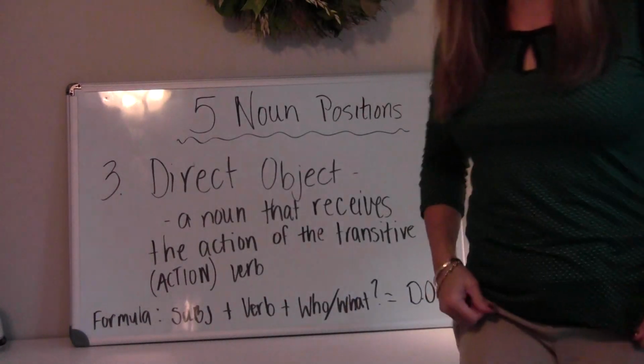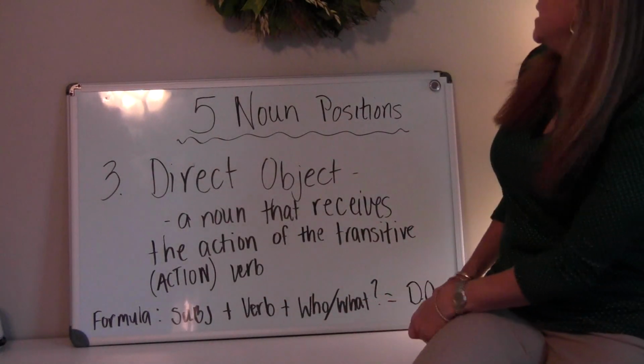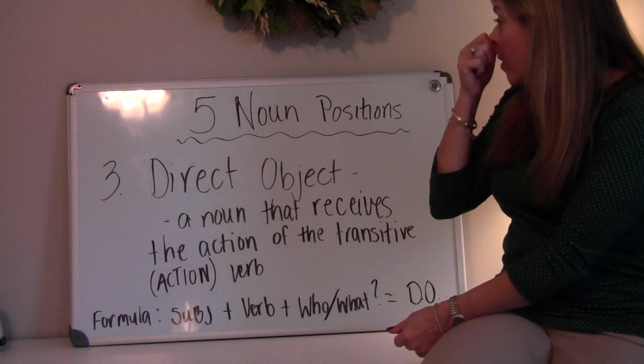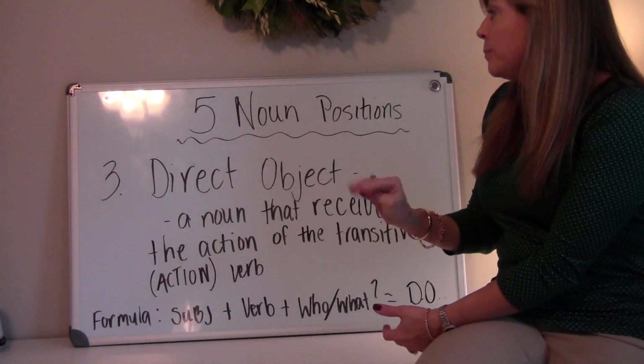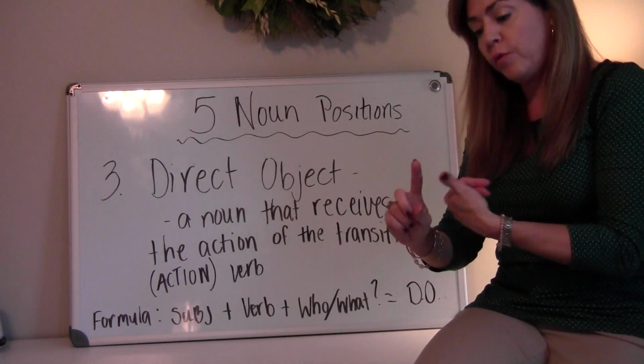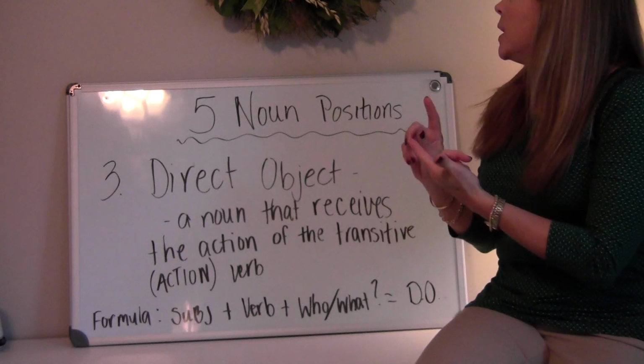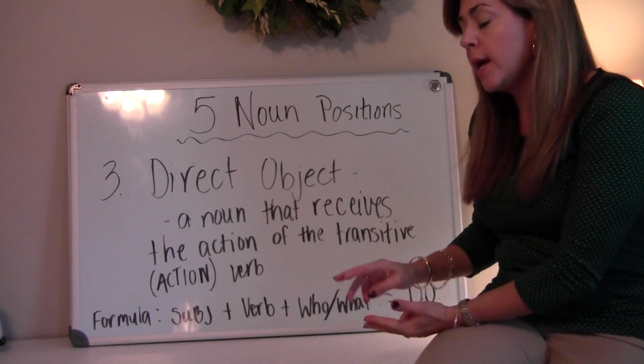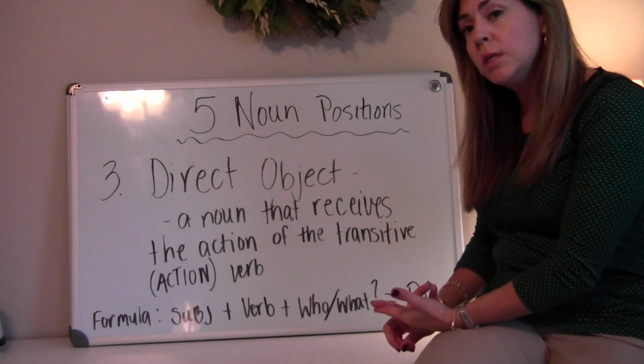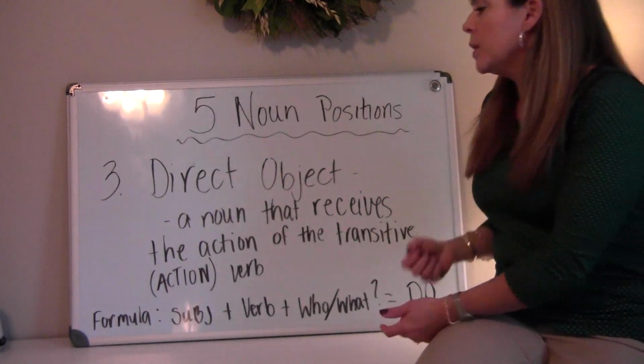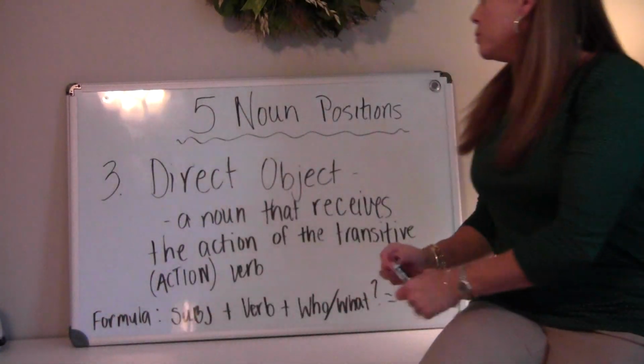We're back here looking at our 5 noun positions, and tonight what I want us to look at is the 3rd noun position. The first 2 you've learned so far are subject, and then today in class we looked at object of the preposition. So tonight we're going to take a look at direct objects.